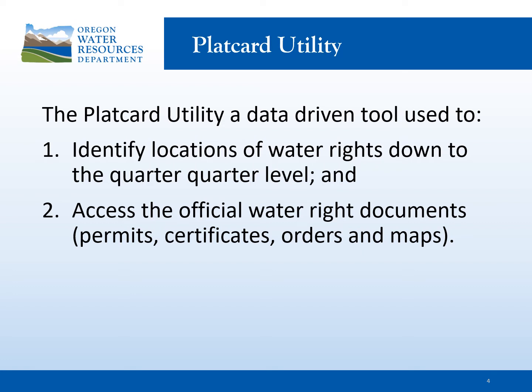The query results table is linked to the Water Rights Information System, commonly referred to as RIS. Using RIS, the user can access specific documents related to the right, such as the permit, permit map, certificate, and certificate map. Again, these documents are the official record of the water right.